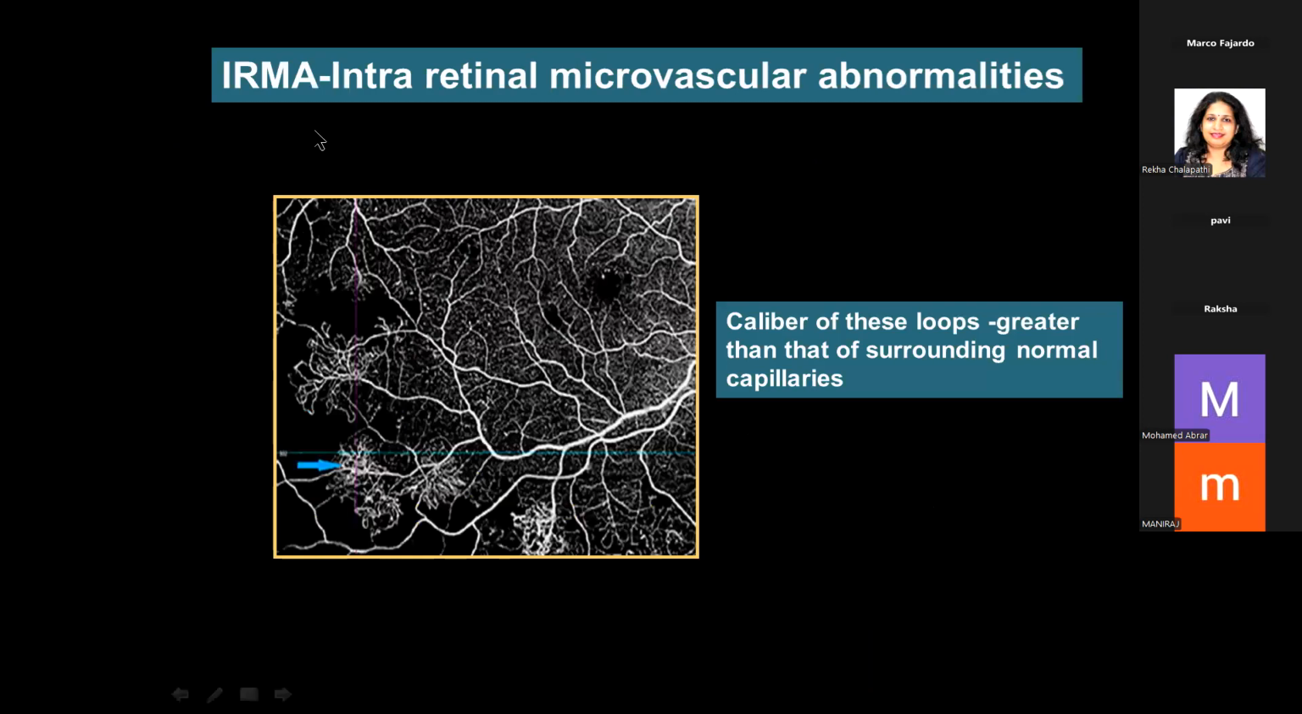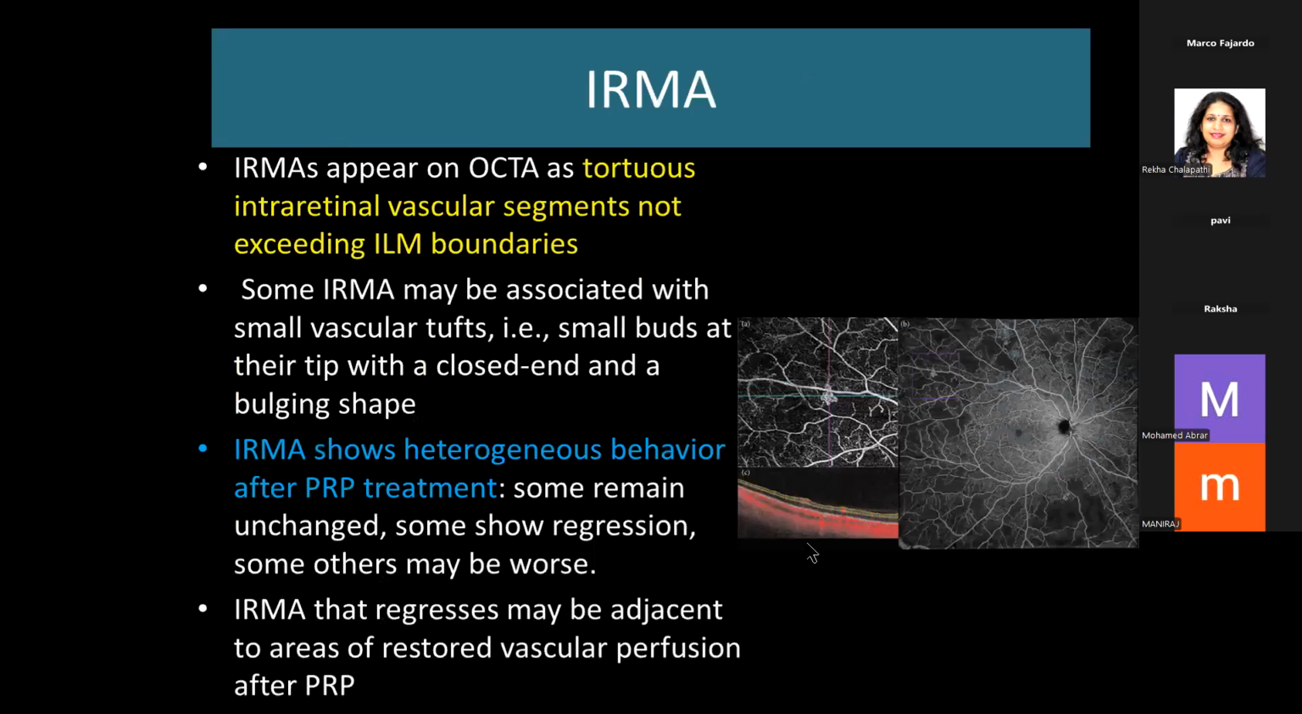The next important morphological feature you tend to see is an IRMA, which needs to be differentiated from a neovascular network. The caliber of these loops is greater than that of the surrounding capillaries. So this is a network of IRMA which you can see. You can confuse this with neovascularization, but the most important thing is these never breach the internal limiting membrane, because they never protrude into the vitreous cavity. They will be on the surface of the retina, and they will most often be adjacent to the capillary non-perfusion areas. So typically, as I told before, they never cross the boundaries of the ILM. They show a heterogeneous behavior.